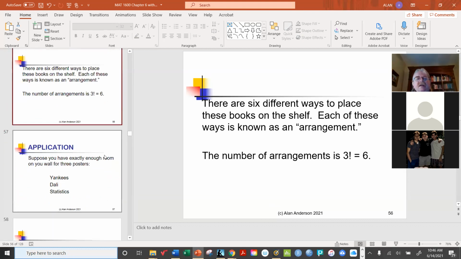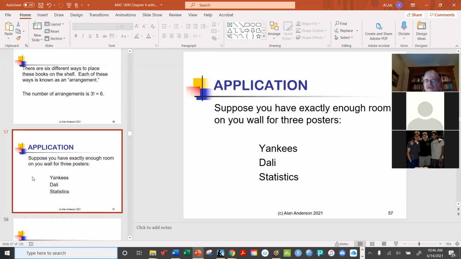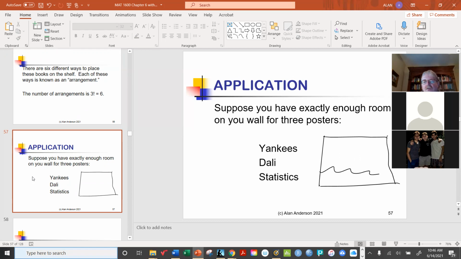So here's another quick example that I put together. What if we're looking at posters? You've got space in your room for 3 posters from left to right, let's say. You've got one wall in your room. There's just enough space for 3 posters. All right, you got your wall here, and there's stuff on the floor here, but there's room right here for 3 posters. There's just enough space for all 3 of them.